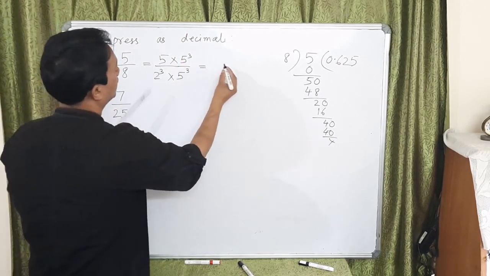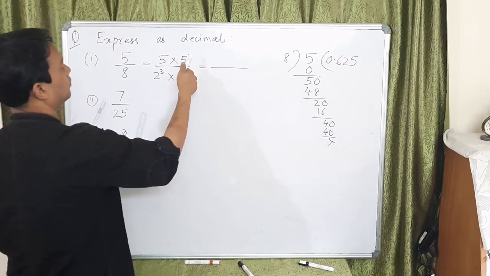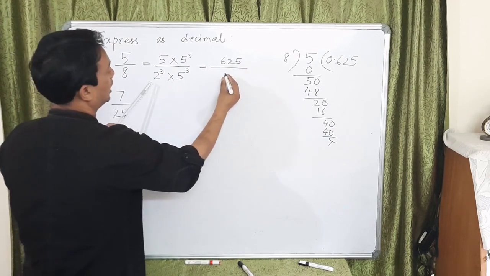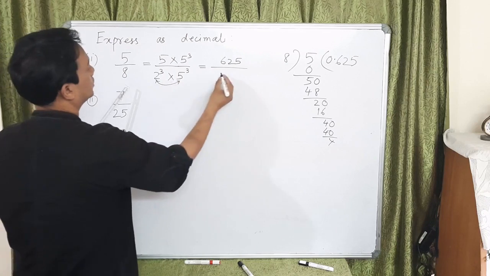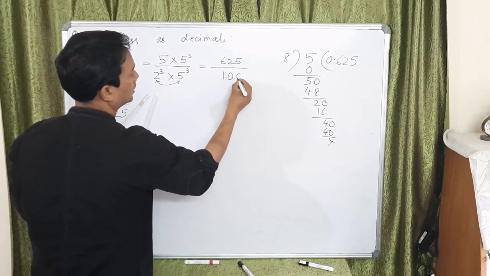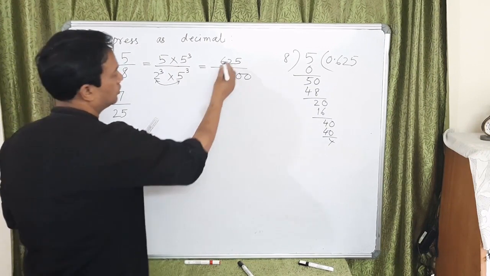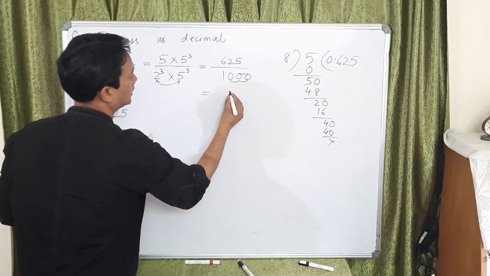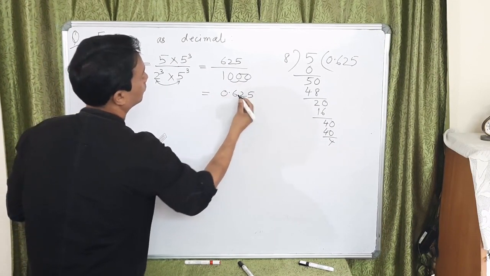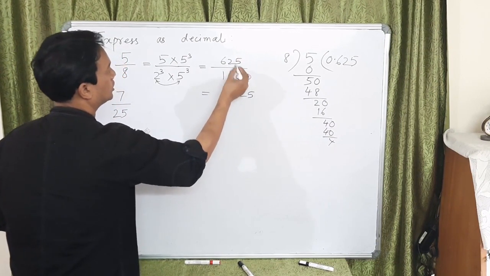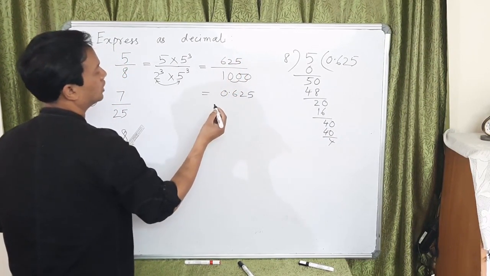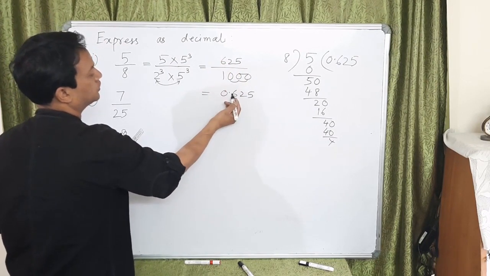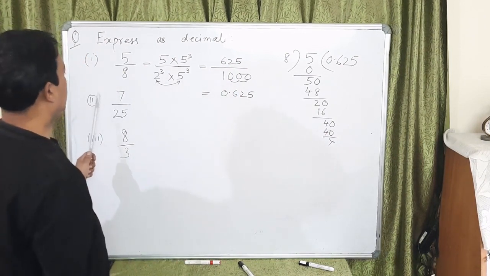Then we will get 5 into 5 into 5, 125, into 5 is 625, divided by 10 cubed. These 2 5's are 10, so 10 cubed, that means 1000. Now, without dividing, since we have 3 zeros, 1, 2, 3, you can write 0.625. The decimal will come like this, 3 zeros, so we'll put the decimal here. Supposing there were 4 zeros, we'd put another 0 in front of 6 and then put the decimal.